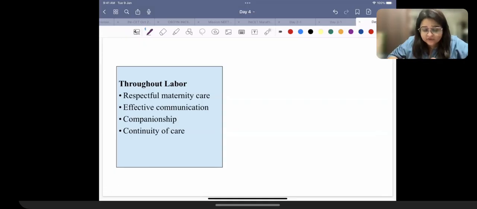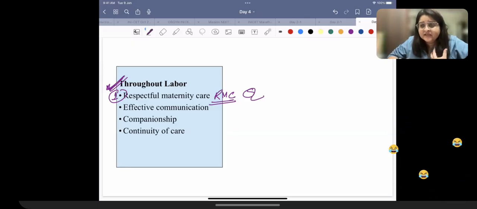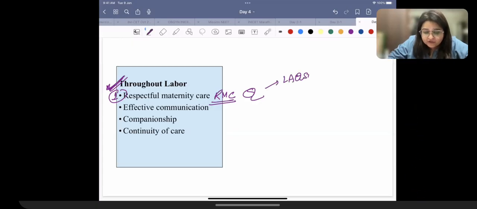Okay. Now, what the WHO says is that throughout labor, what should you do? The first thing is RMC. What is the KMC? Na, kangaroo mother care. RMC is respectful maternity care. This I feel is a very, very possible question in the forthcoming exams, because so much emphasis has been given to this concept, respectful maternity care or RMC. Okay. This is also a very important component of Lakshya. What is Lakshya? Lakshya is Labor Room Quality Improvement Initiative.